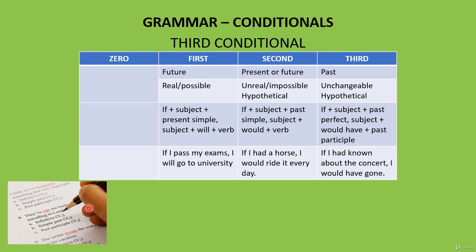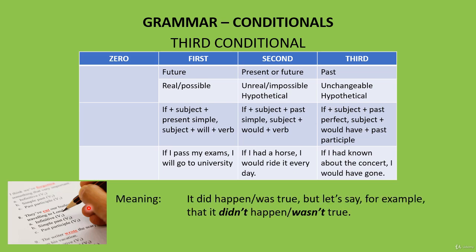So with third conditional, it did happen or was true, but you say, for example, let's say it didn't happen or wasn't true. If I hadn't known about the concert, I wouldn't have gone. That's what a negative third conditional looks like.